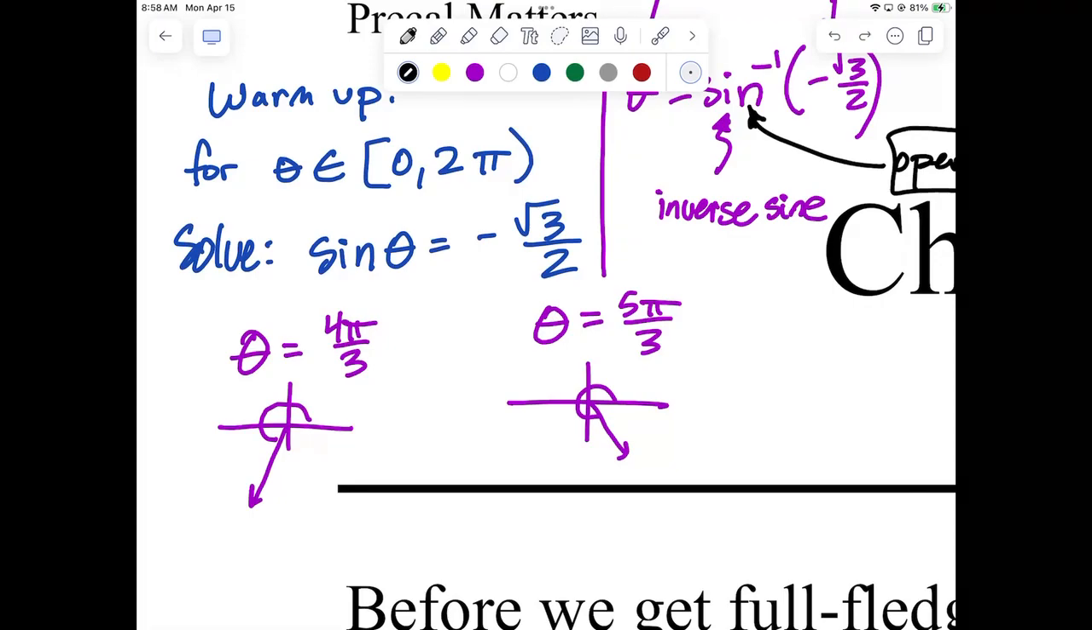But if I can get to 5 pi thirds to that terminal ray, maybe I can get there by going what? Instead of going all the way around to it, maybe I can get there by going straight down to it. What would that angle be right there if I looked at it from negative 2 pi to 0? Negative pi thirds. Thank you, Brady.